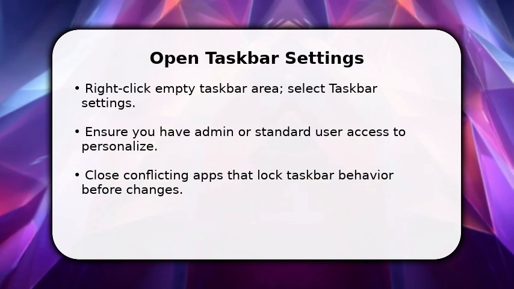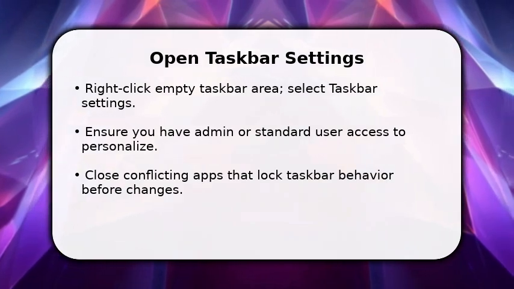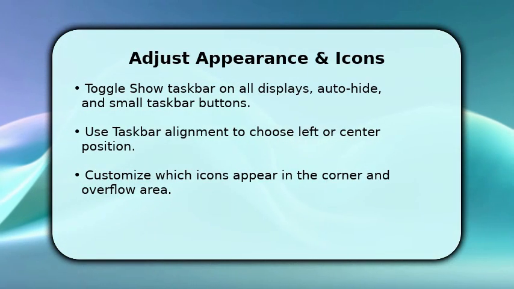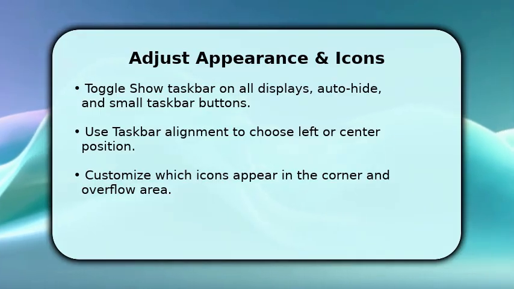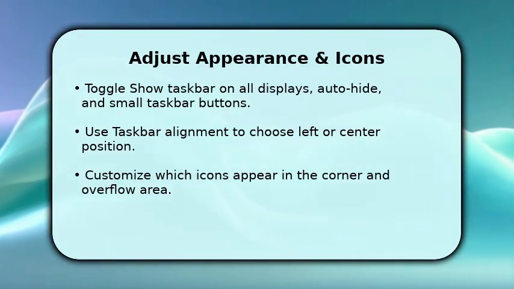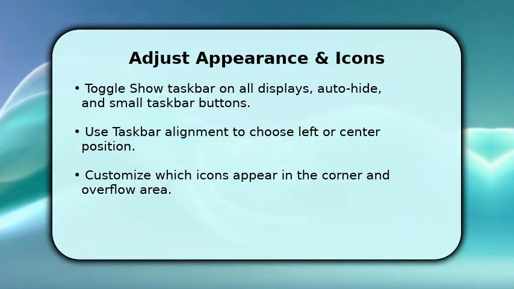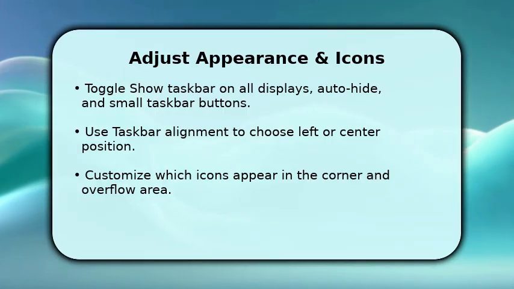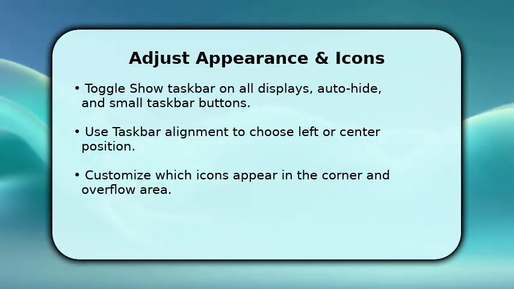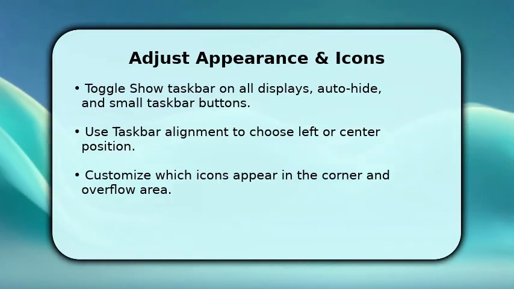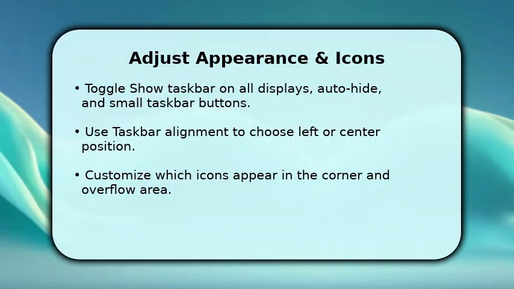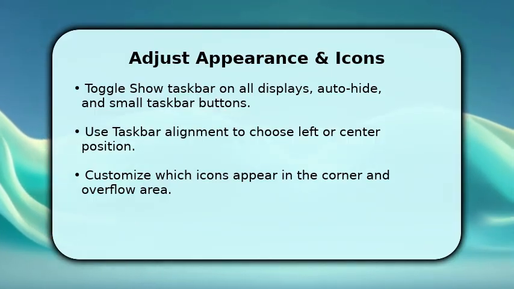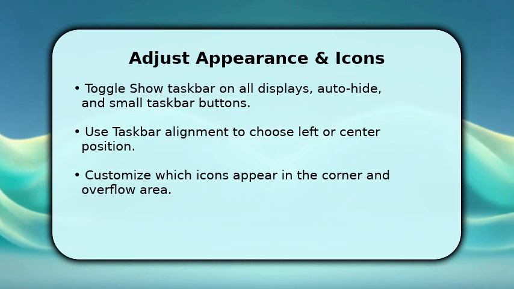Now adjust appearance and which icons are visible so your taskbar works how you want. Toggle Auto Hide if you need screen space, and enable small taskbar buttons for a compact look. These affect layout and focus. Change taskbar alignment to left or center based on your workflow, and open the corner overflow to pin or unpin system icons. Once you alter visibility, test by opening apps and multiple displays to confirm icons behave as expected, and finish by verifying the taskbar behaves across scenarios.